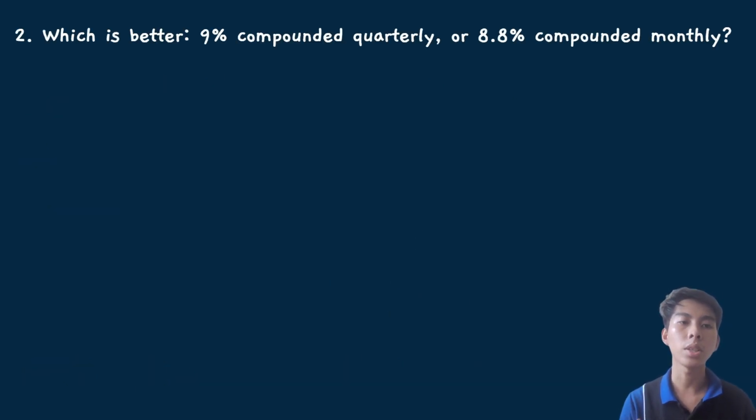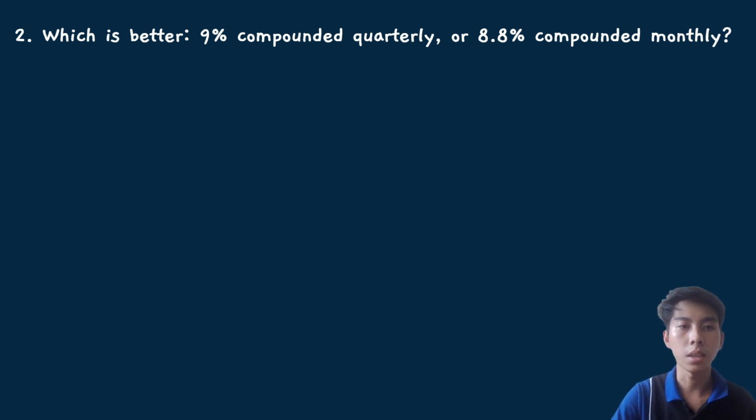So for our example number 2, we need to find which is better: a 9% nominal rate compounded quarterly or 8.8% compounded monthly. To find which one is better, we need to use the formula for the effective rate, since the effective rate is the true result of how your money could grow within that compounding time.